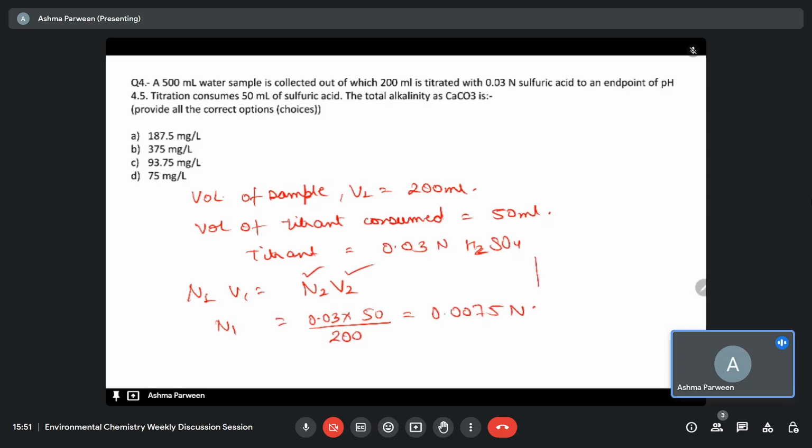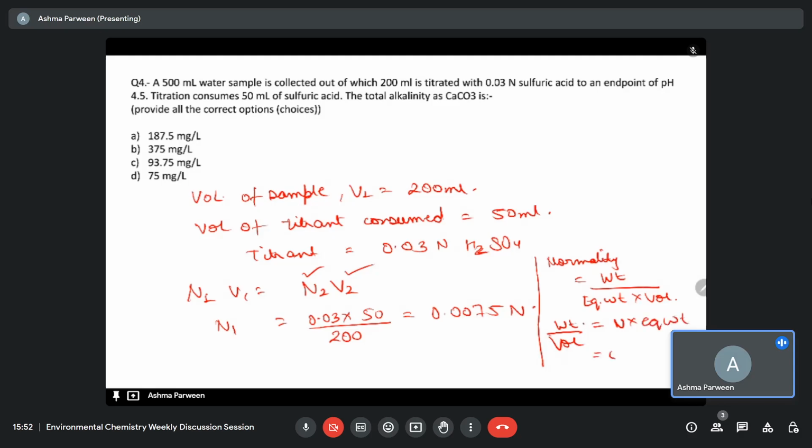We know normality is the number of gram equivalents, which is given by the weight of the sample divided by equivalent weight into volume. We have to find the total alkalinity in milligrams per liter. So we can take weight by volume equals normality into equivalent weight.